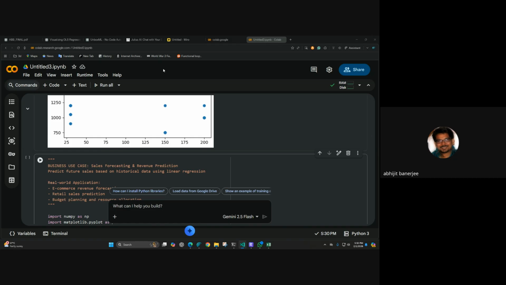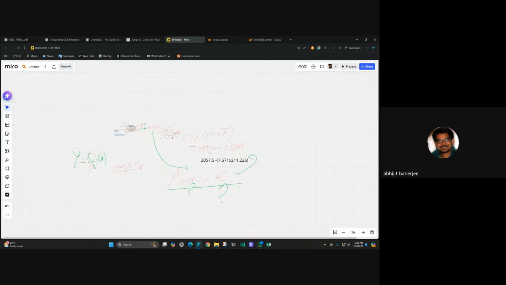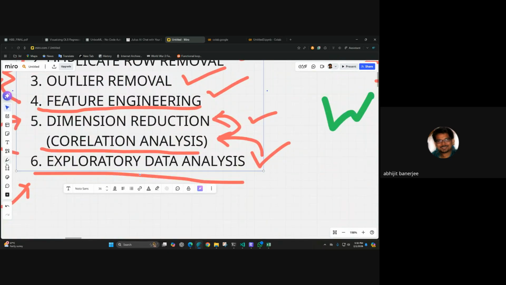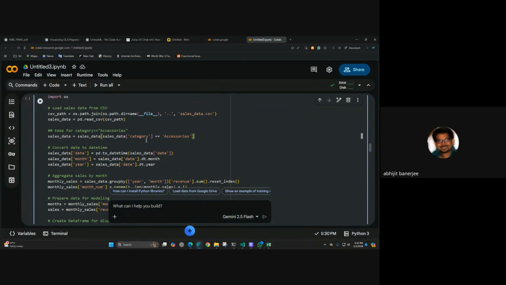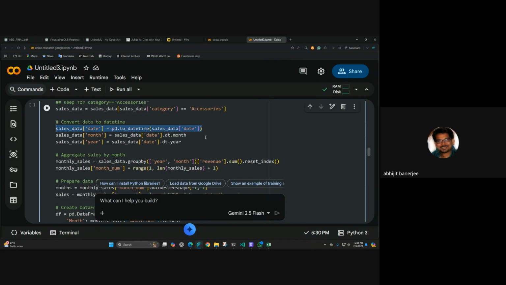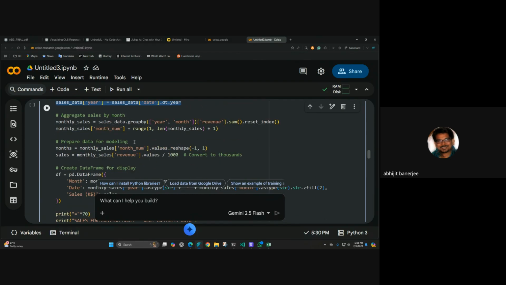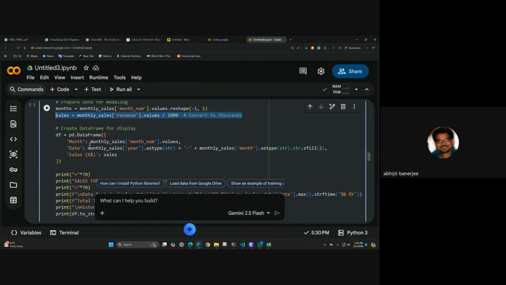So what was the correct way of doing it? The correct way is known as feature engineering, and as I was saying, feature engineering can be done with the date also. We can infer the month, year, and so on. We took the sales data date. Go very slow. We inferred the month, which is feature engineering, and the year, which is also feature engineering. Aggregate sales by month: all the sales of the month are aggregated once, because in a month there are many. Prepare data for modeling: I took the months, month sum, then sales sum. Then we have the data frame.